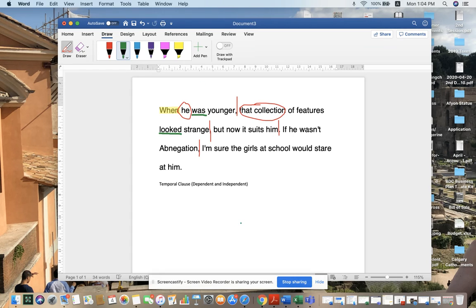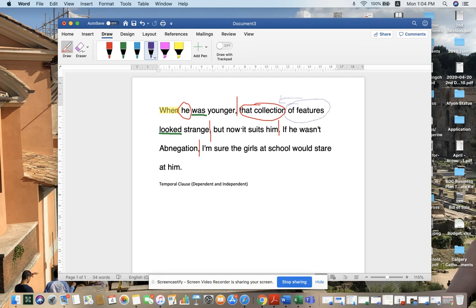Okay. Now, why is it that this predicate is not right next to its subject? Because your possessive, which is what of is, of features, has to be close to whatever it's possessing, and it's possessing the collection. What possesses a collection? Features possess the collection. Okay. So again, that collection, demonstrative that, modifying the subject, and predicate.